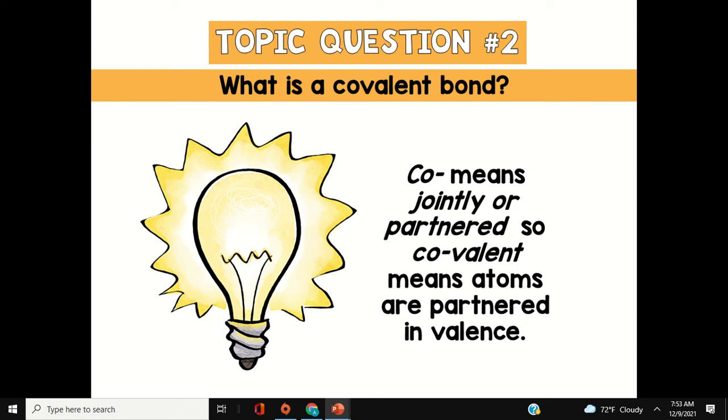If it has non-metals and metals, it's an ionic bond. If it's strictly metals, it's a metallic bond. But if it has a metal, it is not covalent. So that's what you need to be looking for. Do you see a metal? Don't guess. Use your periodic table to determine that.